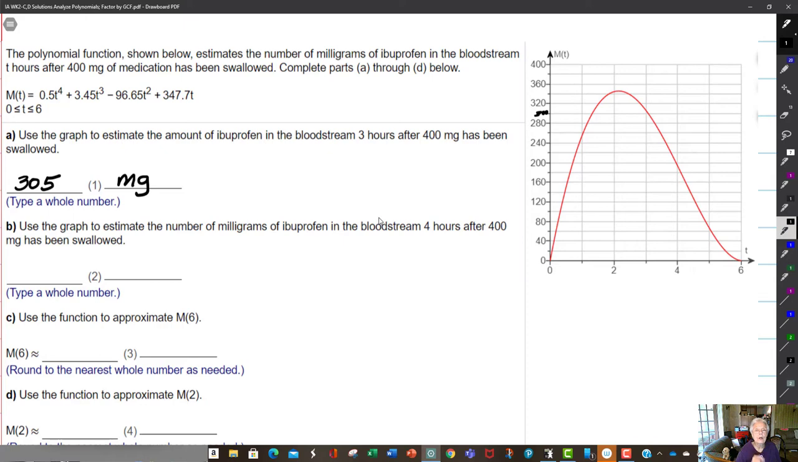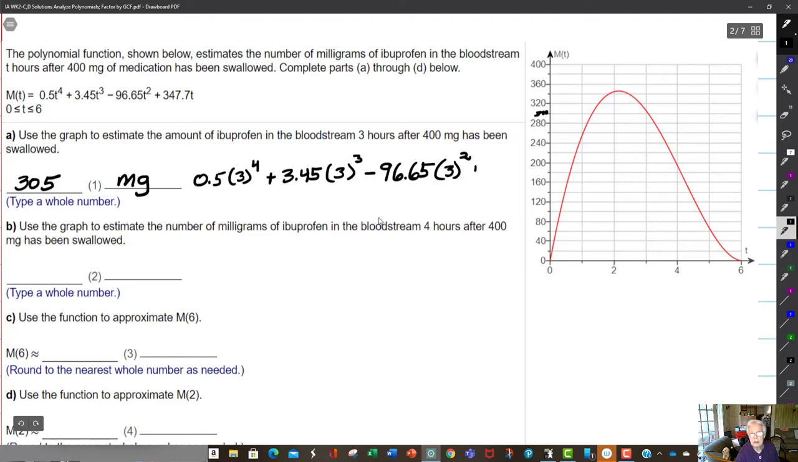Now, we can know for sure if we actually put 3 in for the t's. 0.5 times 3 to the 4th power plus 3.45 times 3 to the 3rd power minus 96.65 times 3 to the 2nd power plus 347.7 times 3. Let's put that in the calculator.